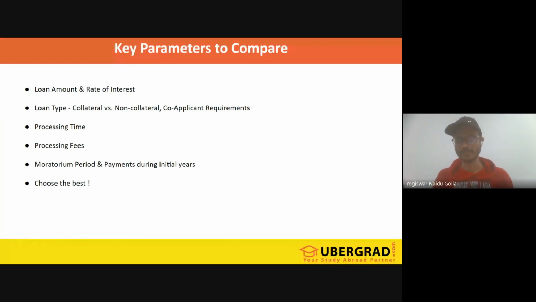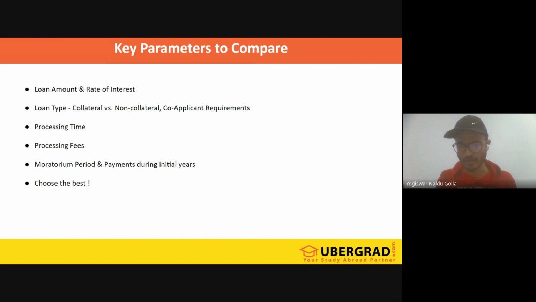So hi guys, my name is Yogesh. In this meeting, we will discuss the key parameters to consider when taking an education loan. The key parameters are the loan amount, the required loan amount that you want to take, and the rate of interest you want to opt for. It depends upon various factors, but mostly on the type of loan, collateral or non-collateral.